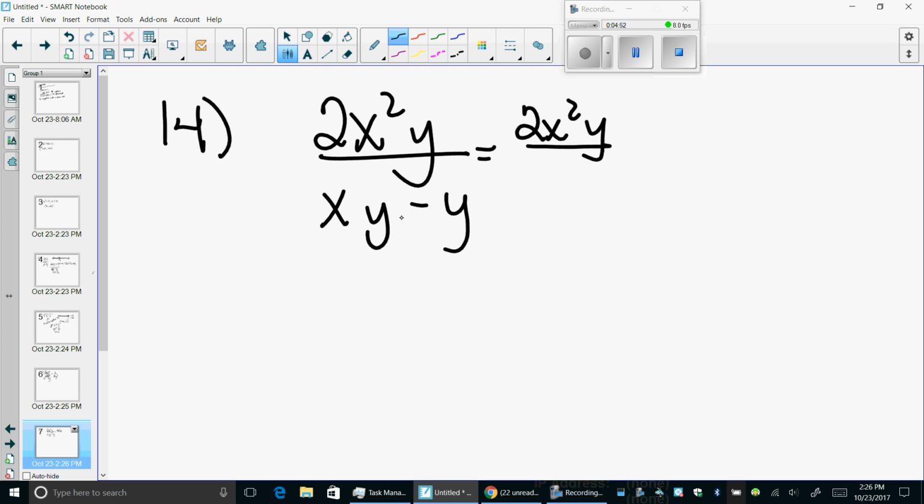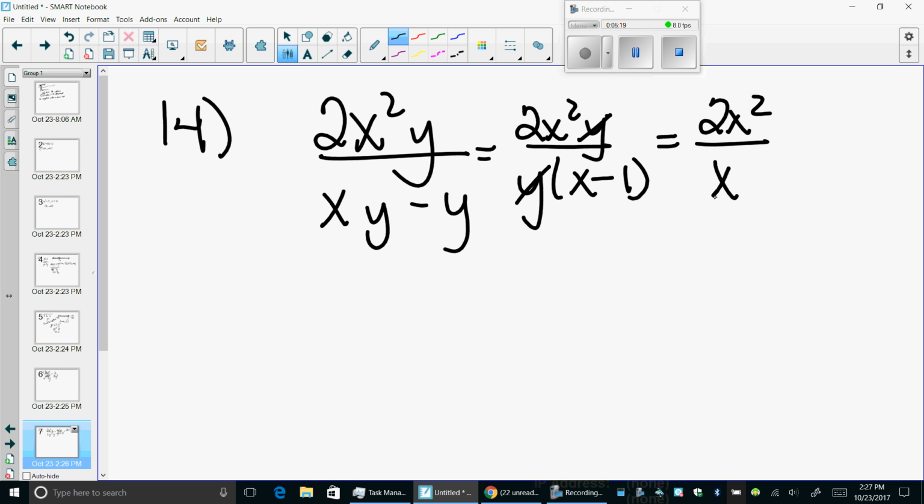I'm going to factor the bottom. It has a GCF, with xy minus y. My GCF is y, and that would be y times, if I were to factor it out with a GCF, that'd leave me with x minus 1. See, x times y, and then y times 1 would give me the y. So that's how this factors out of GCF. So then, looking at common factors, I could cancel a y out, and my final answer would be 2x squared over x minus 1.